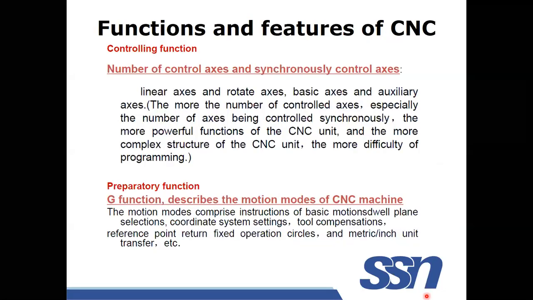Next one is the functions and features of the CNC system. Depending on the number of axes, the CNC machines are classified: 2-axis, 3-axis, 4-axis machine, 5-axis machine, etc. Simultaneously controlling the motion of every axis is a difficult job. It is done by the CNC control unit, which controls the movement of various axes so that we can make very complex shapes.